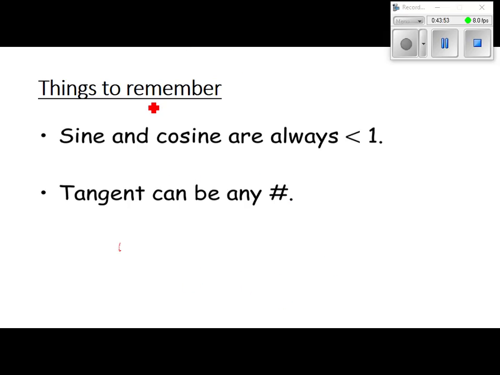Things to remember, write this down. Sine and cosine are always, what's this alligator mouth say? Less than 1. You might want to write out the words less than 1 if you're not sure what that alligator mouth is.